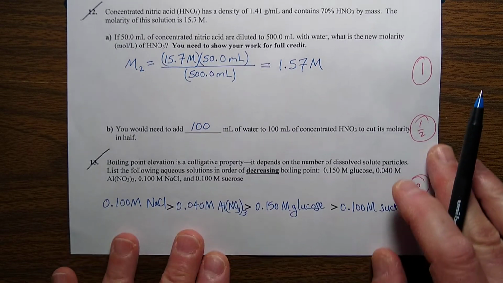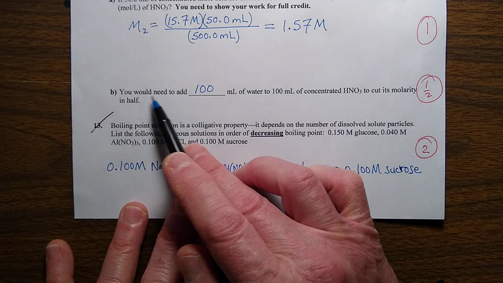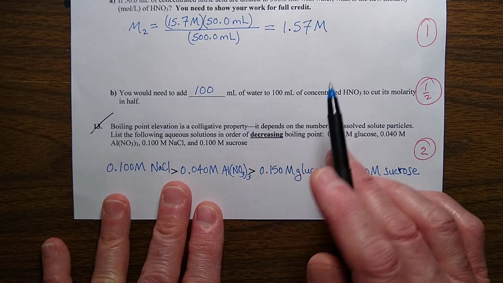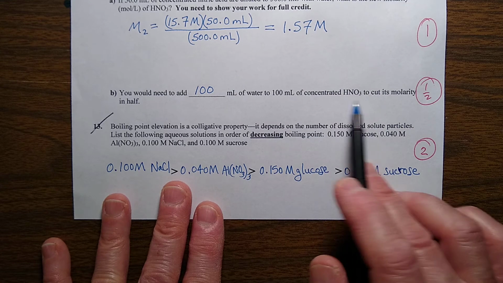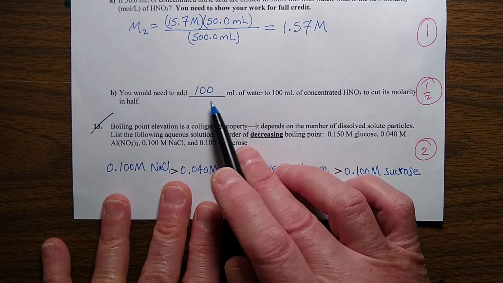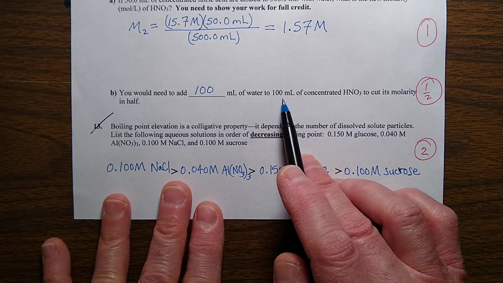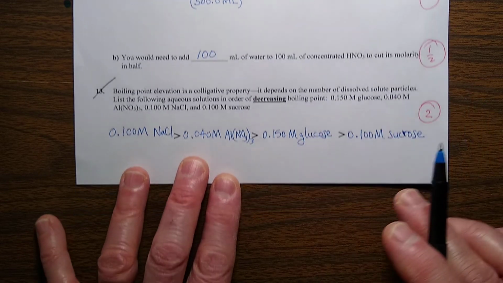So that didn't seem to give too many people any problems. That's good. This one you didn't need to show me any work. It was just a fill in the blank. If you did show work, that was fine. Good practice for you. But to cut the molarity in half, you would just have to add an equal amount of water to acid, 100 to 100, because you'd get 100 out of 200, which is a dilution factor of 1/2 to cut the molarity in half.